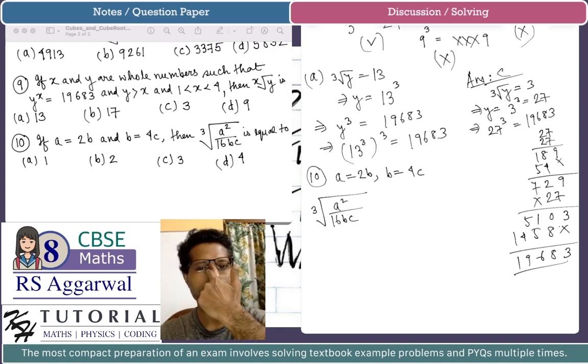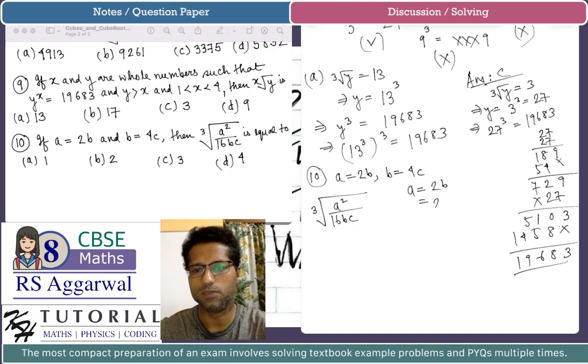But let's say we express A and B in terms of C. So B we already know is 4C. So what will be A in terms of C? A is equal to twice B. Now B we know is equal to 4C. So this becomes A equals 8C.